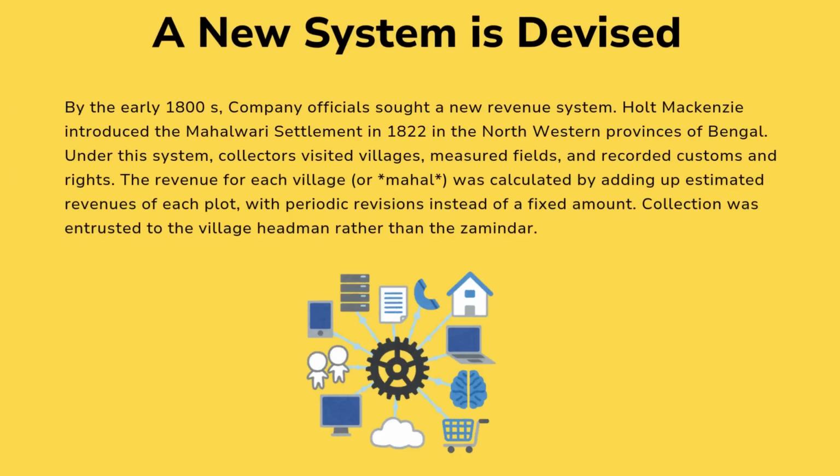A new system is devised. By the early 1800s, company officials sought a new revenue system. Holt Mackenzie introduced the Mahalwari settlement in 1822 in the northwestern provinces of Bengal. Under this system, collectors visited villages, measured fields, and recorded customs and rights. The revenue for each village, or mahal, was calculated by adding up estimated revenues of each plot, with periodic revisions instead of a fixed amount. Collection was entrusted to the village headman rather than the zamindar.